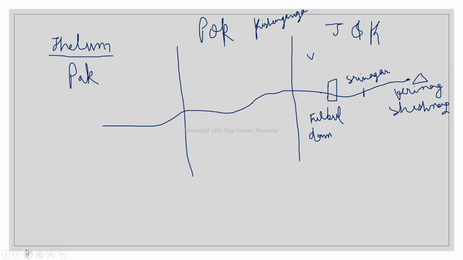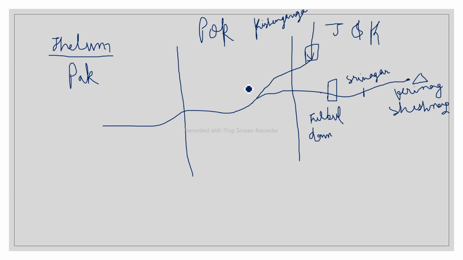Okay, so this river Kishan Ganga, before it comes to Jhelum, what is happening is that it is going through a dam. So it is coming like this. Okay, it is going through a dam, and then it is going to POK, and then it is going to join Jhelum. Okay, this is the course.